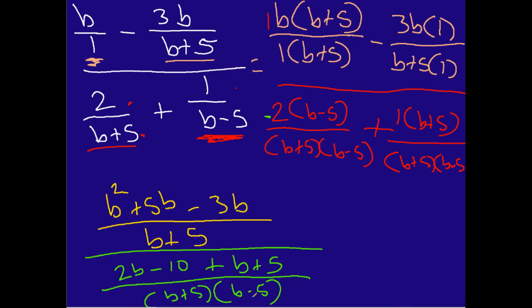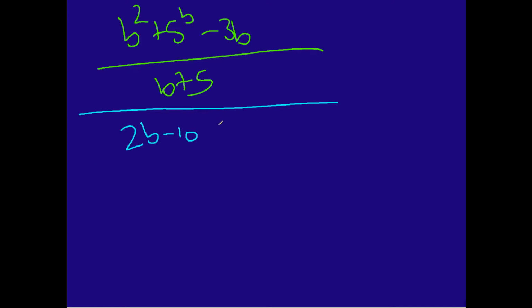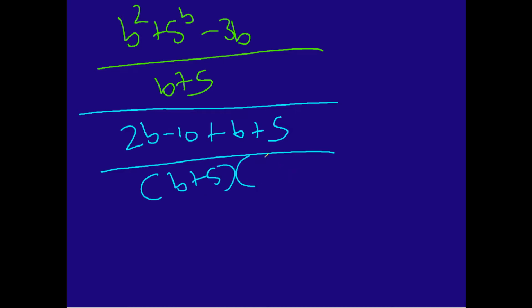All right, let's move to another screen and get a little bit more space here. So this is what I have. This is continued from the last slide. I have b squared plus 5b minus 3b. Oops, excuse me, that's not an exponent. All this over b plus 5. And then in the denominator of my super rational expression here, I guess you can call it that, you got 2b minus 10 plus b plus 5, all this over b plus 5, b minus 5.